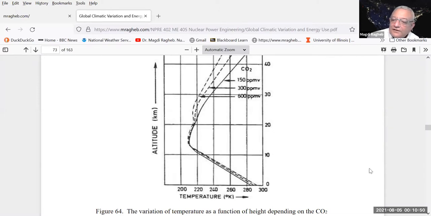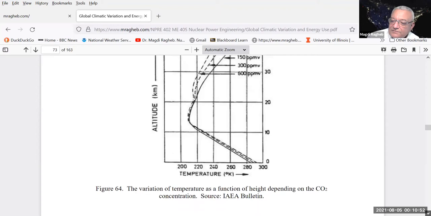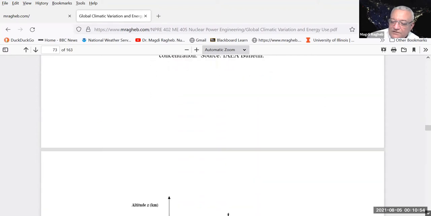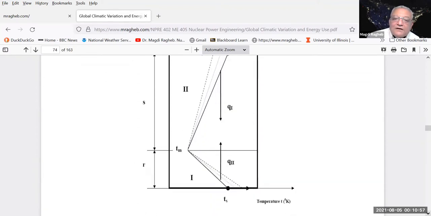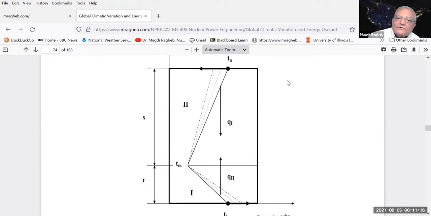So what do we do here? We can build a very simple analytical model using the process of conduction. We take the Earth's surface here with the given temperature for the initial 150 parts per million up to a height of the troposphere, T sub m here. And then we continue it as a curve to above the troposphere.